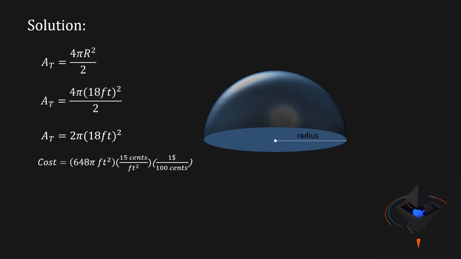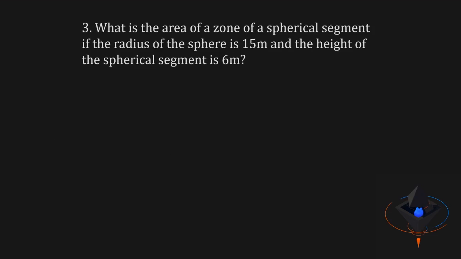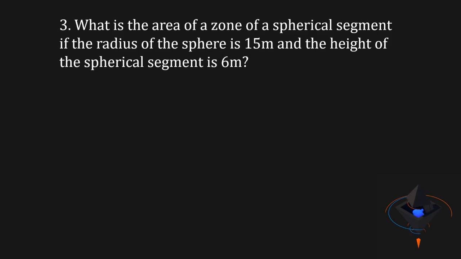Then, let's try to solve for the cost. Let's just multiply the 15 cents per square feet to the area, then convert the value to dollars. Now, we will have an answer of $30.54 for the cost.